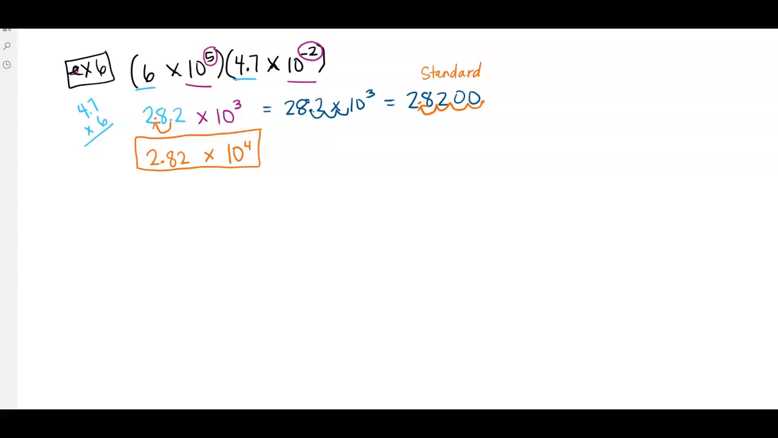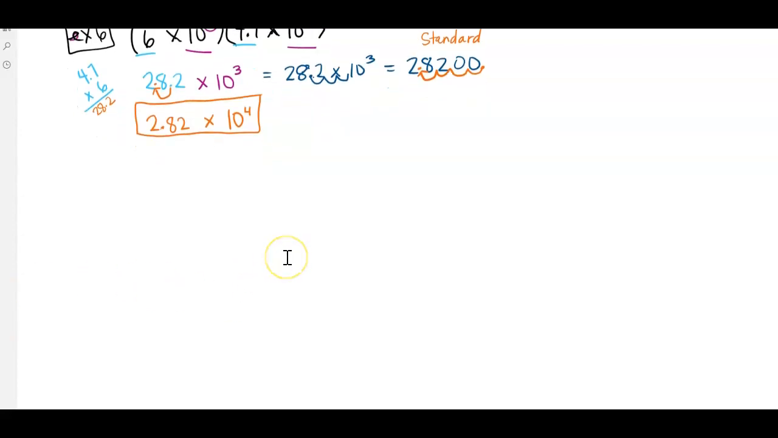How did you get the 28.2? Where did that come from? Is that the 6 or 4 times? Yes, 4.7 times 6 is 28.2. Oh, okay. And then we just added those exponents together to get our power of 3. Okay? Thank you. Yep.